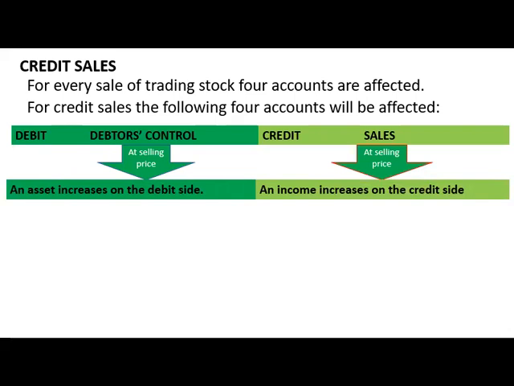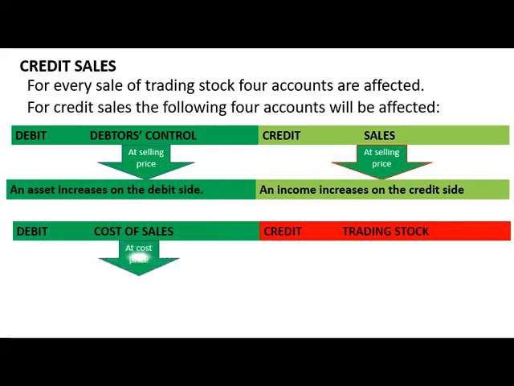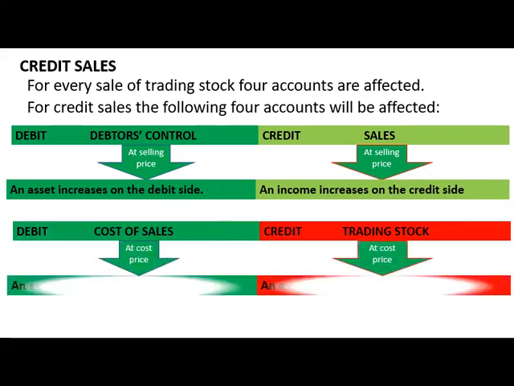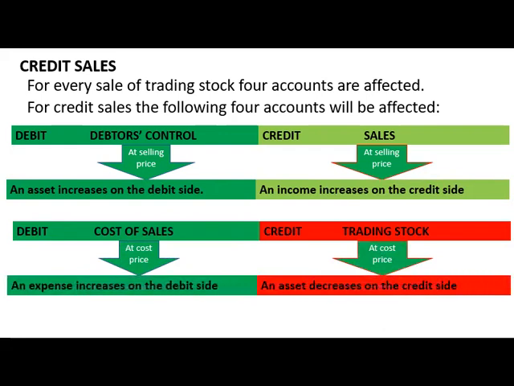The other two accounts that will be affected are cost of sales and trading stock. These two accounts will be recorded at cost price, okay? Cost of sales is debited because an expense increases on the debit side. Trading stock is credited because an asset decreases on the credit side. You will notice that in all these accounts, trading stock is the only one in red. That is because it is the only account that is actually decreasing.